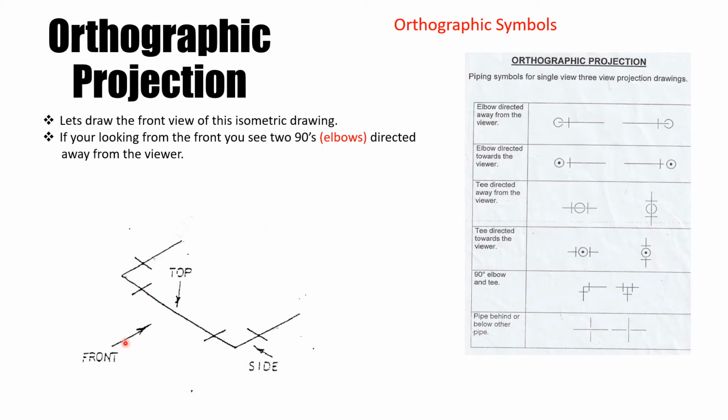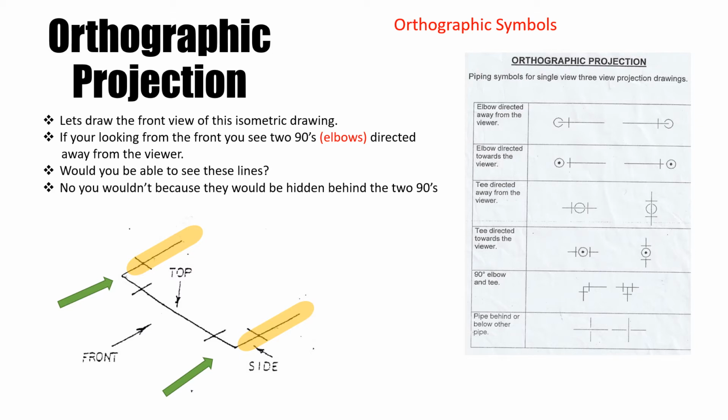Remember, you're standing here, your feet are on the ground, you're standing up, your head's up here, you're looking directly onto this. So here and here are your 90s. The question is, would you be able to see these lines? Now remember, even though the arrow here is showing your front view, you're looking at everything dead on, as if you're standing right in front of this elbow. So this line you would not be able to see, and this line you would not be able to see from the front view. They are hidden behind the 90 itself. Both those lines are hidden, again behind the 90s.